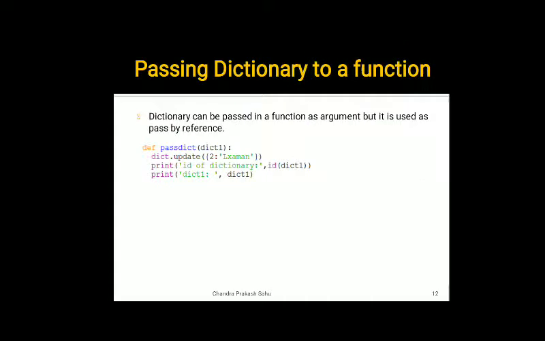Passing dictionary to a function. A dictionary can be passed in a function as an argument, but it is used as pass by reference because a dictionary is a mutable object. Again here we have 3 lines of code. The first line updates the dictionary with a new key value pair, 2 colon Lakshman. The second line prints the id of the dictionary, and the third line prints the dictionary.